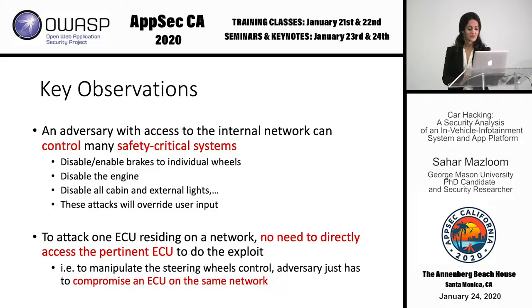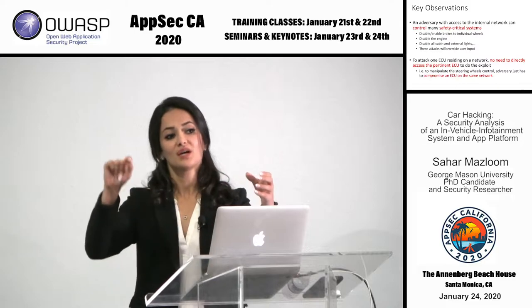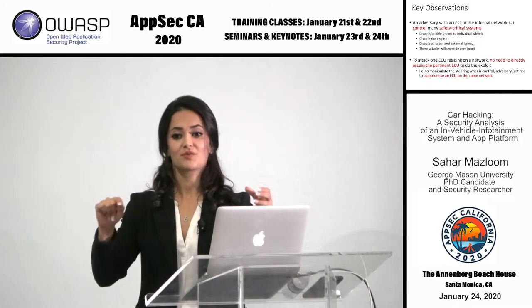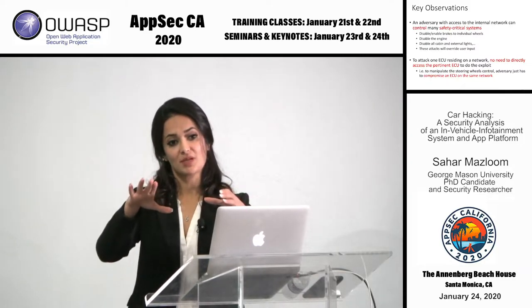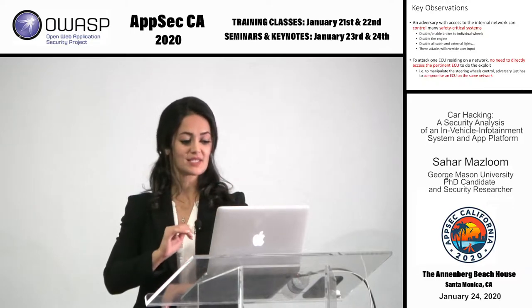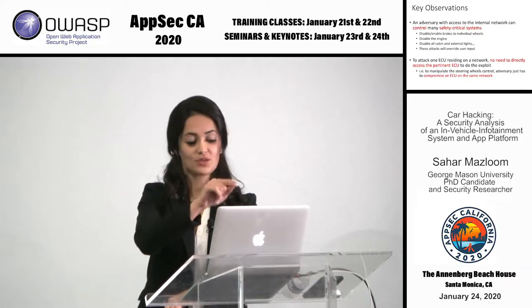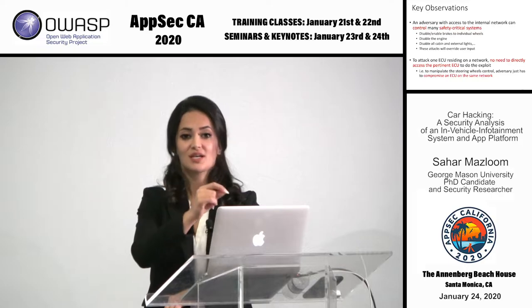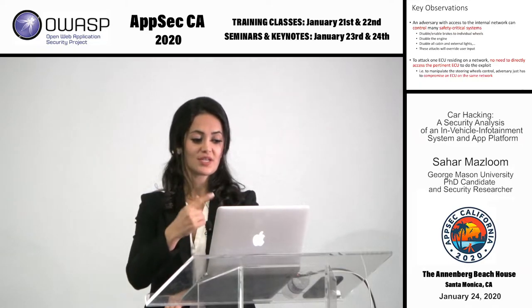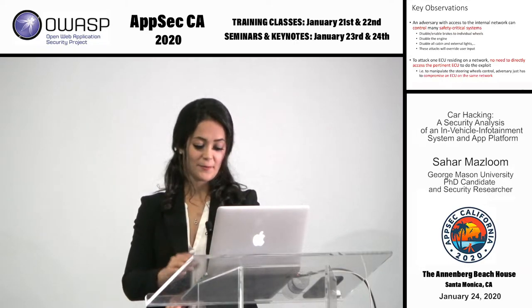As I said, they can disable or enable the brakes on individual wheels. And to attack one ECU, one microcomputer on one side of the car, you don't need to specifically attack that ECU. You just need to be on the same network. So if you can attack any other ECU on the same network, you can easily access the one that you intend to hack, because the nature of this network is basically broadcast.